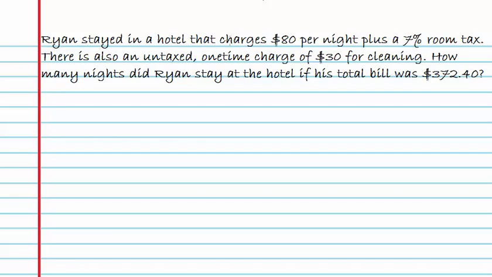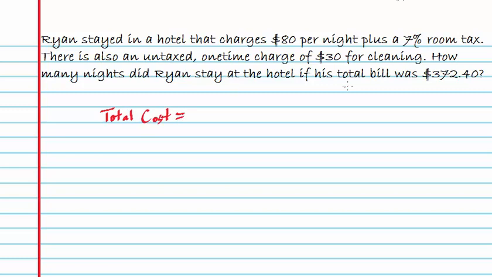Hey everyone, in this video we're going to look at the following word problem. It says that Ryan stayed in a hotel that charges $80 per night plus a 7% room tax. There is also an untaxed one-time charge of $30 for cleaning. How many nights did Ryan stay at the hotel if his total bill was $372.40? So I'm going to begin this problem by creating an equation that represents his total cost.